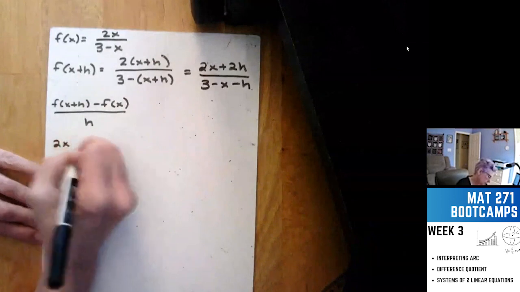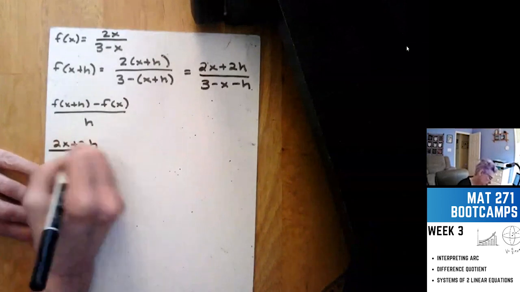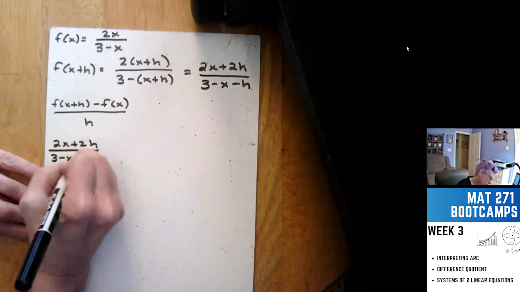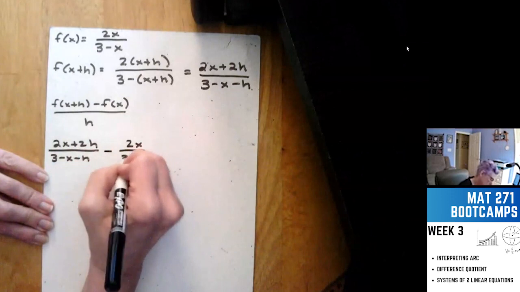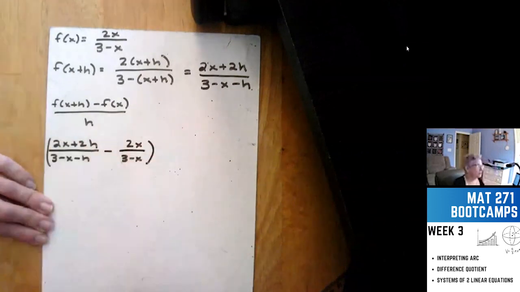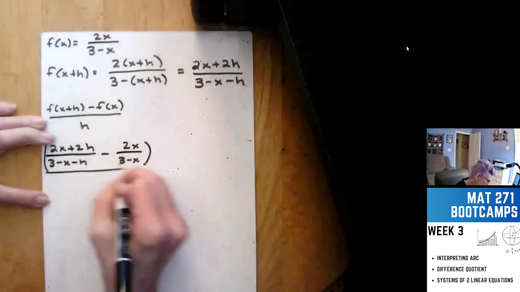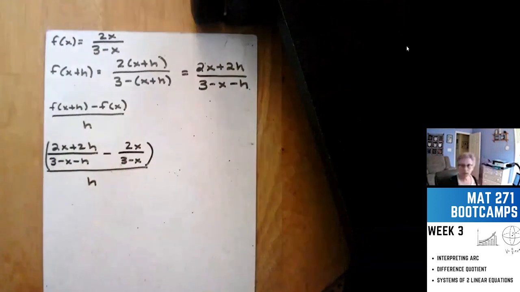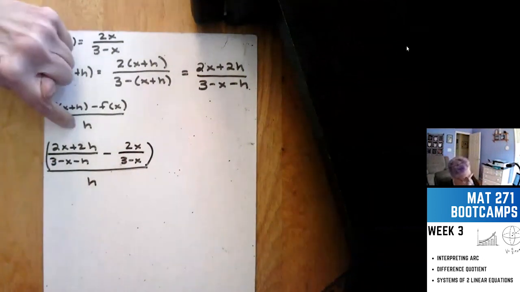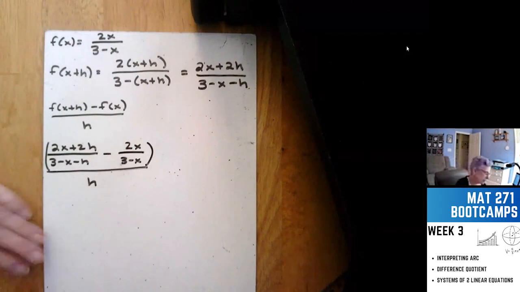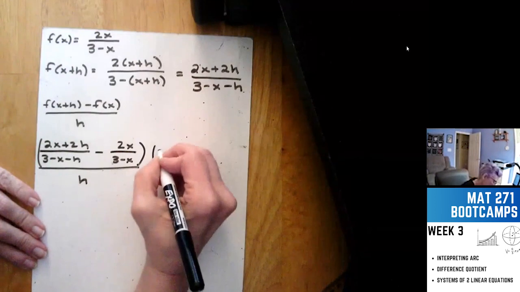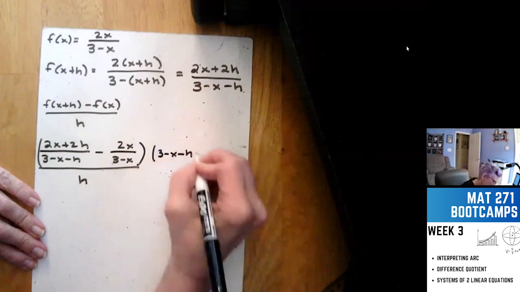So 2x plus 2h over 3 minus x minus h, minus 2x over 3 minus x, is living on top of h. And again, I know that I'm going to have to take the limit as h approaches 0. I need to do some simplifying. And the easiest way to simplify a fraction on top of a fraction is to multiply by the least common denominator.